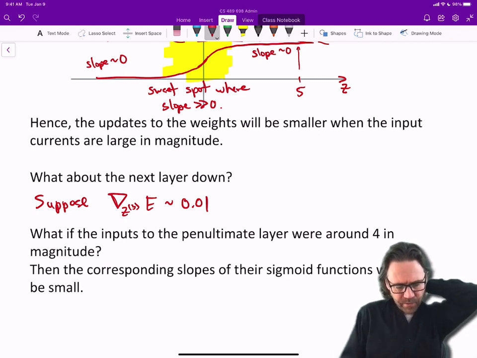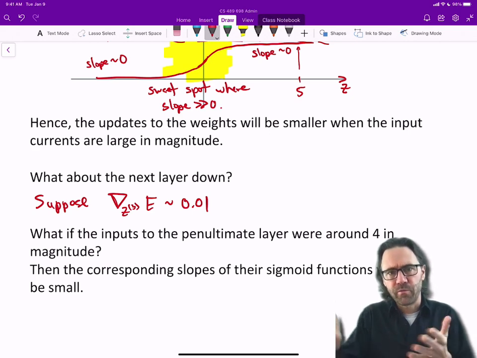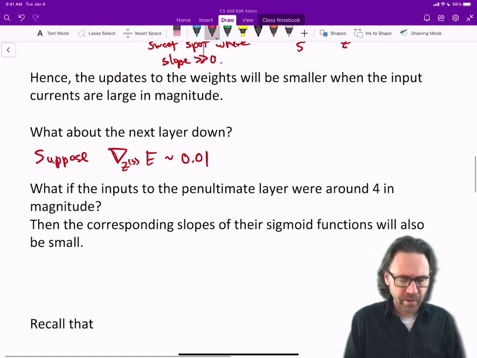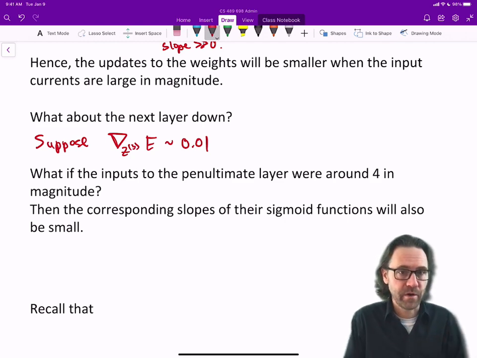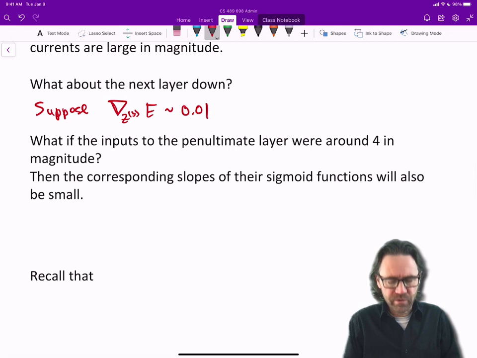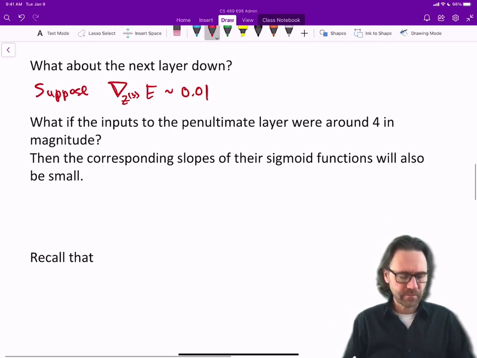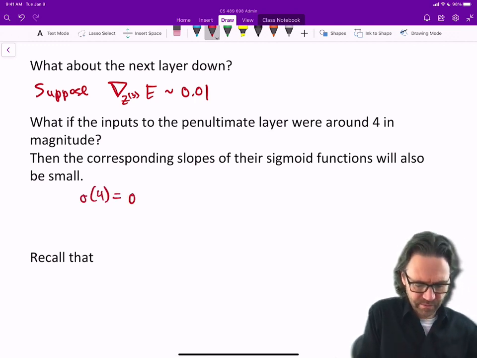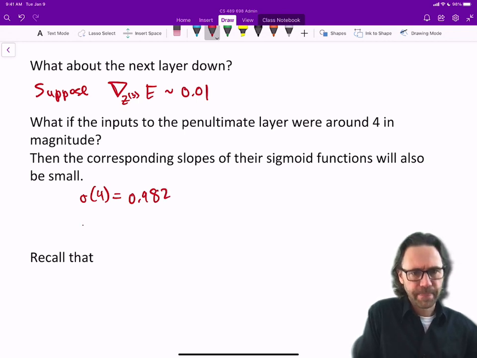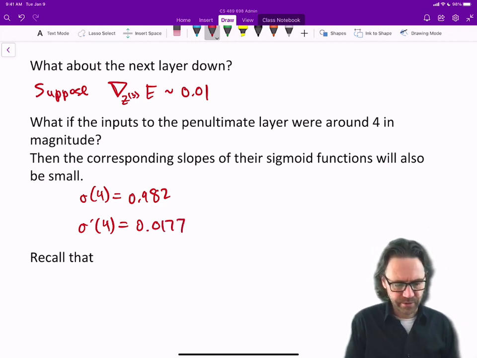So what if the inputs to the penultimate layer were around 4 in magnitude? From our output layer, we've got fairly small derivatives. What about the layer below? Let's say the input current to the next layer down was around 4 in magnitude. Then all the corresponding slopes of their sigmoid functions would also be small. In particular, sigma of 4 is about 0.982. So therefore, sigma prime at 4 is about 0.0177. So easy calculations to do.